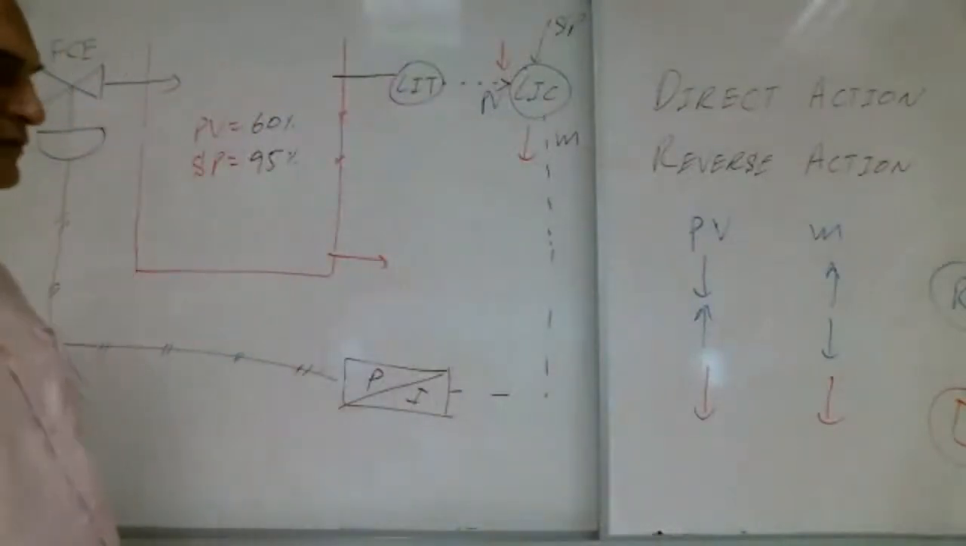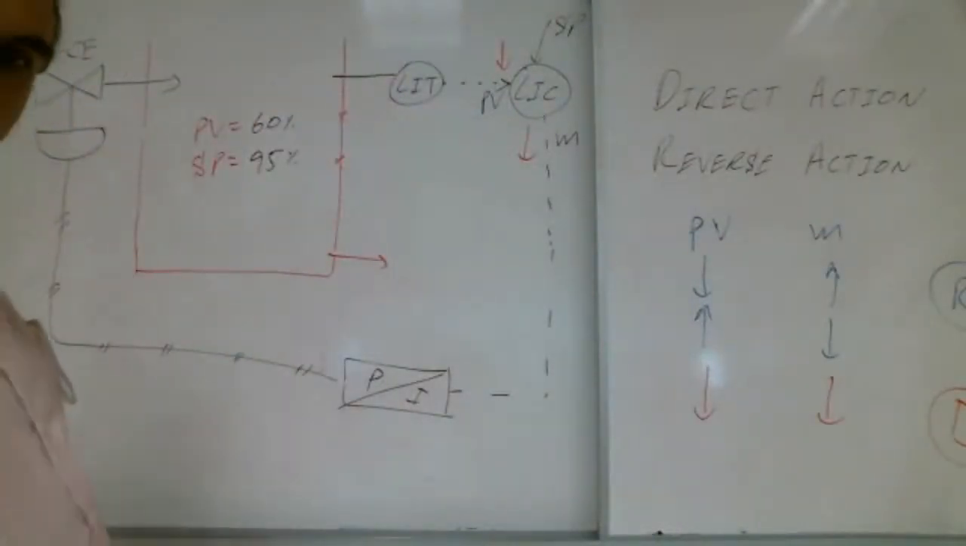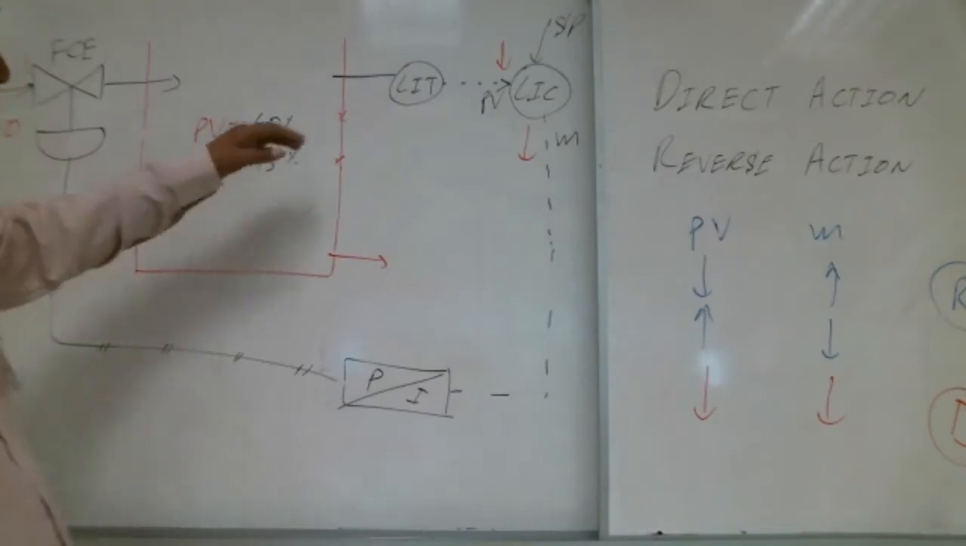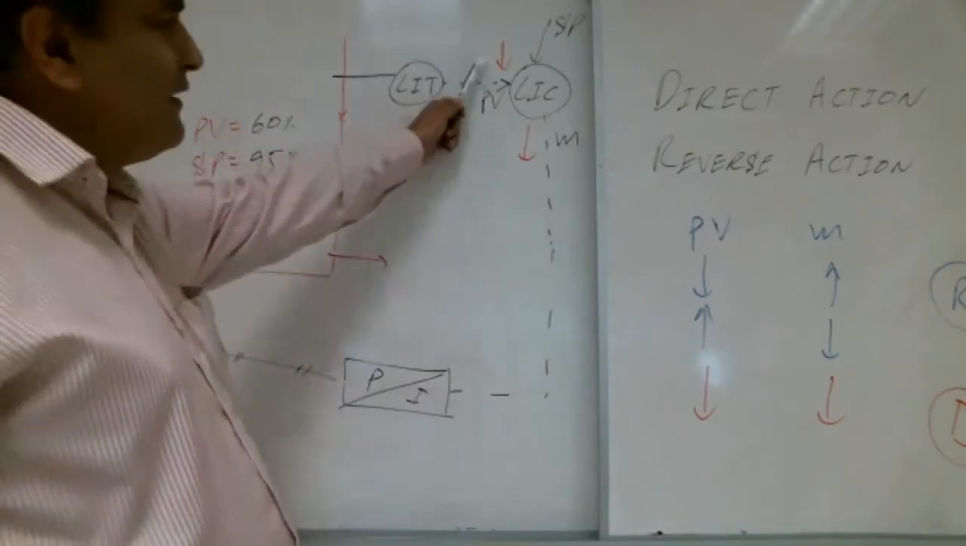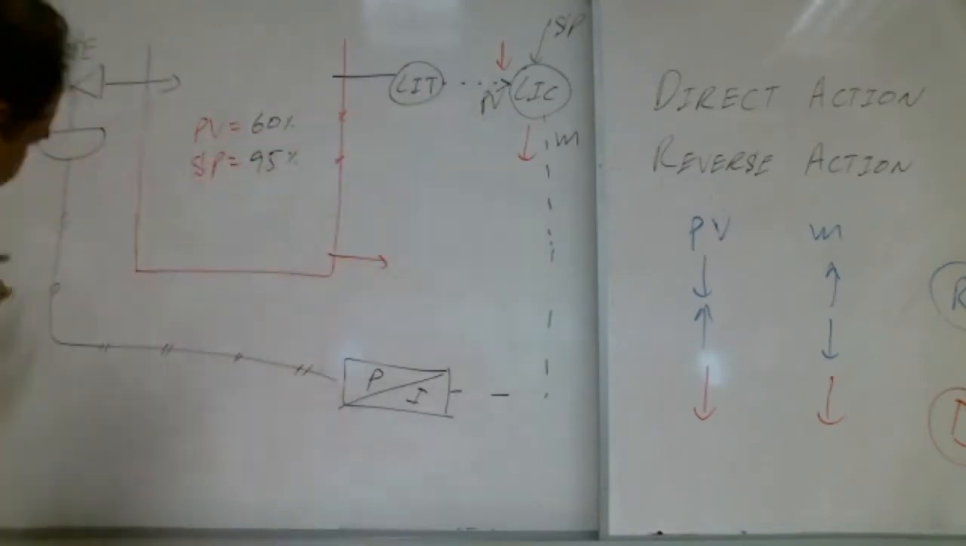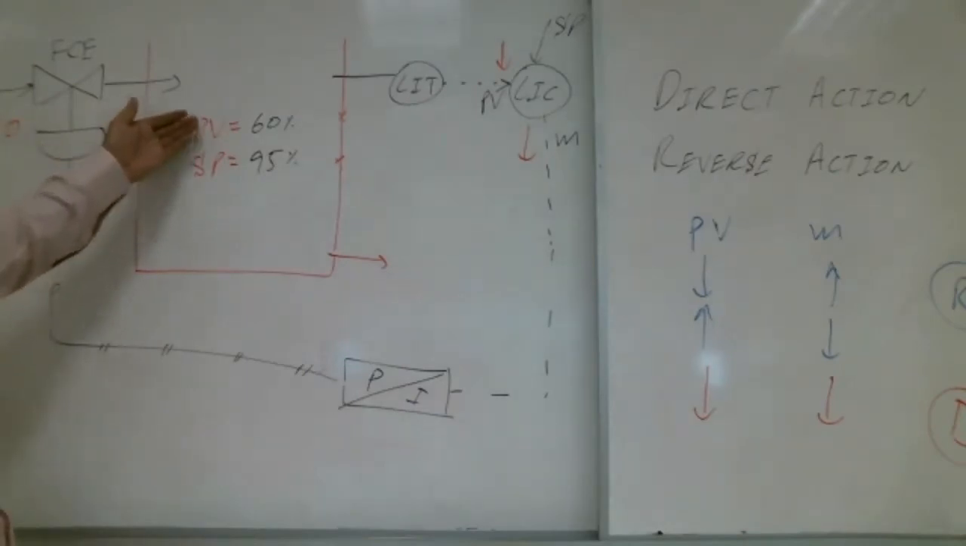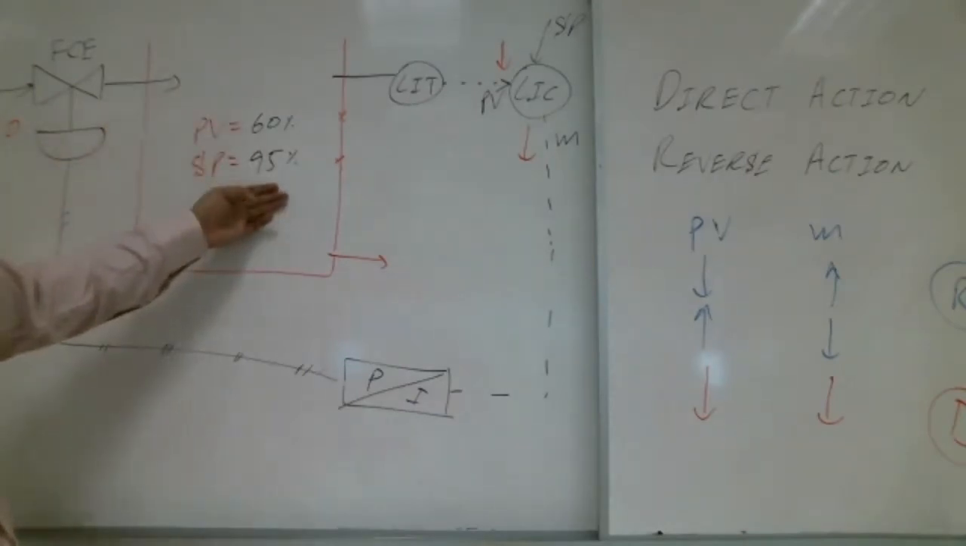Yes, brother. Did I answer your question? Yes, teacher. So here we are less than needed. So we need to open the valve more or close more, Shabab? More open. So the PV will come near to 95, right?